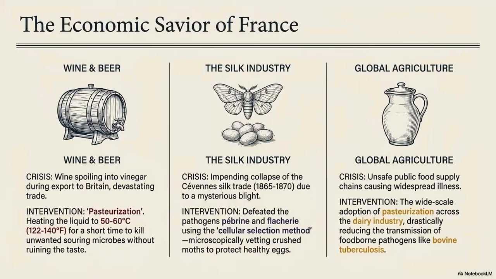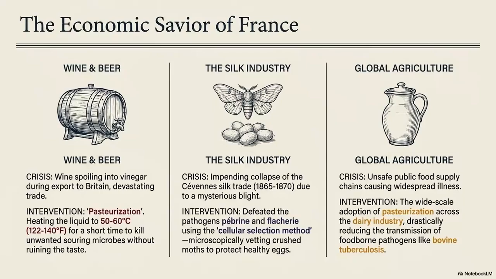On this slide, we witness Louis Pasteur as the economic savior of France. He applied his germ-fighting principles to rescue entire industries from imminent collapse. First, he solved the crisis of spoiling wine and beer by inventing pasteurization, heating liquids to 50 to 60 degrees Celsius to kill souring microbes without ruining the flavor.